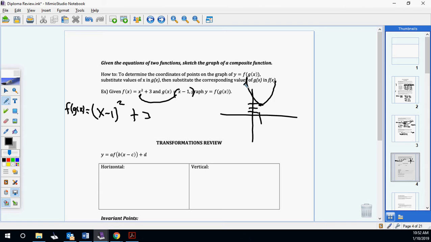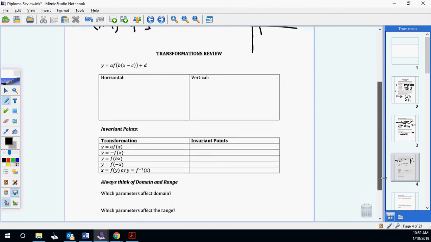Okay, on to Unit 2. Let's talk about our transformation stuff. Here are the forms that we look at. Your horizontal stuff comes from B. B is a stretch of 1 over B, right? We flip it from the equation. So B is a horizontal stretch of 1 over B.